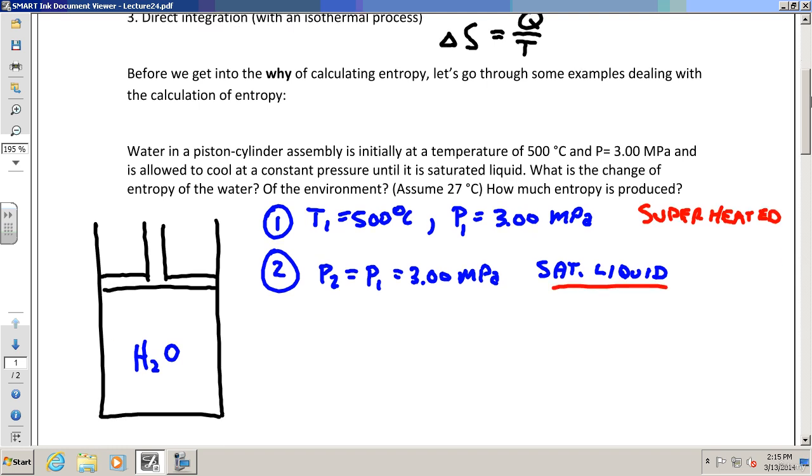So where does the heat go then? This thing starts off as superheated vapor and ends up as saturated liquid. Where does the heat go? To the environment. So what we're basically saying here is the direction of the heat is this way. The heat is going out of the piston cylinder.